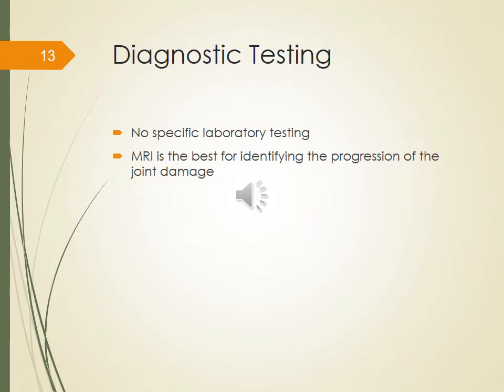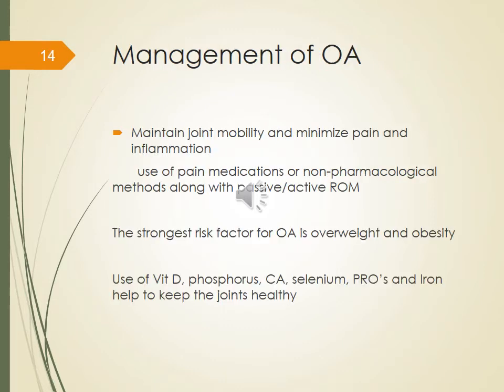Diagnostic testing: there's no specific laboratory testing, but MRI is the best for identifying the progression of the joint damage. Management of osteoarthritis: you want to maintain joint mobility and minimize their pain and inflammation. You'll use pain medications or non-pharmacological methods along with passive and active range of motion. The strongest risk factor for osteoarthritis is overweight and obesity, and they can use vitamin D, phosphorus, calcium, selenium, proteins, and iron to help keep the joints healthy.